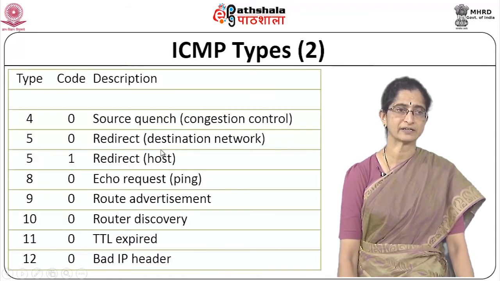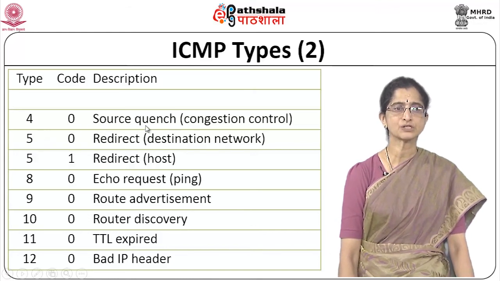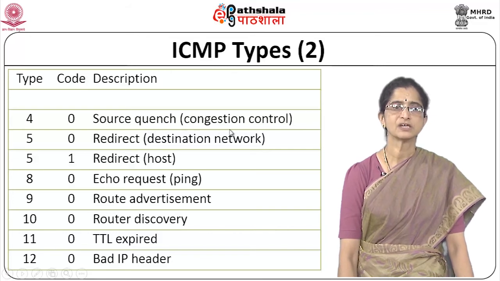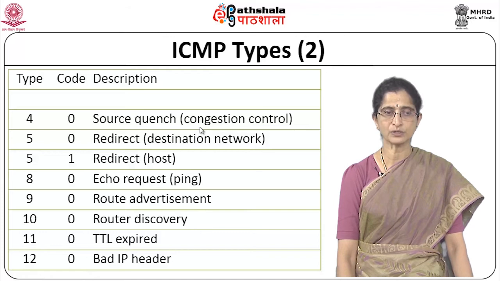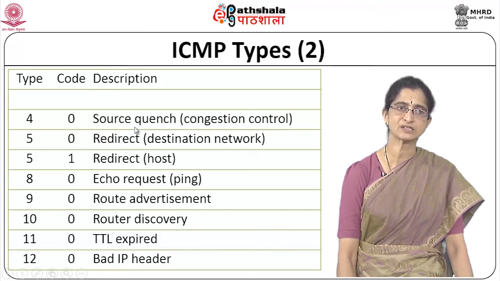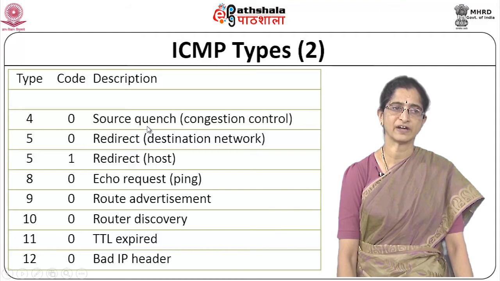There are further more categories. So we have something called ICMP source quench. Now this particular message is basically used for congestion control purposes. That is, if a router is congested, it could send a source quench message. Basically all this tells the source is that look, I am getting congested, so please reduce the amount of data that you are sending.